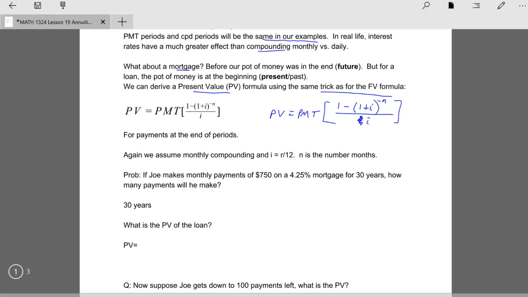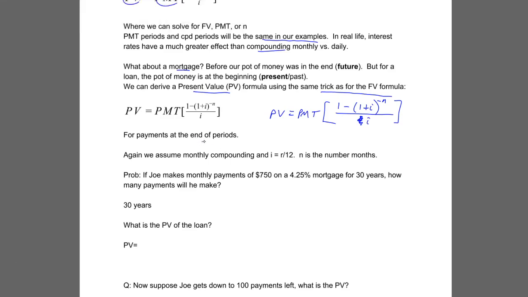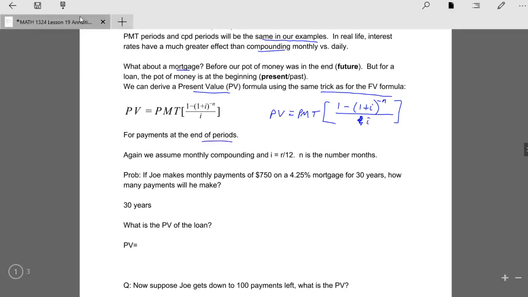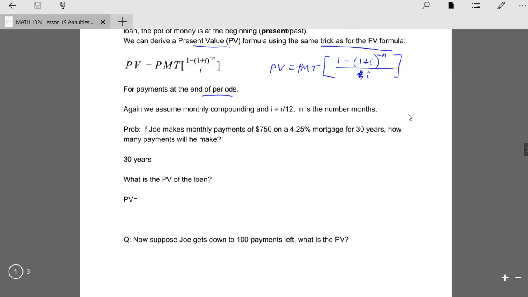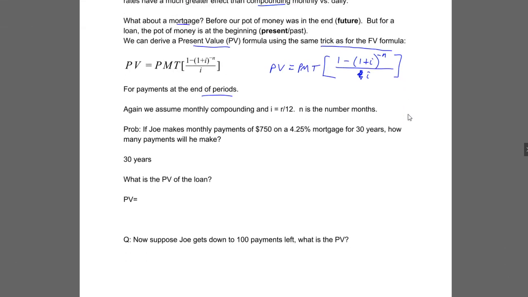Okay, this is for payments at the end of periods. And that's the other thing: it's a slightly different formula if you don't make the payment at the end of the period. It's kind of like when you buy a house, you have 30 days before you have to make a payment, or sometimes you get the first payment free. But you're actually paying interest all that time. It's not really free, the interest is just buried in there. So, let's assume monthly compounding. Again, i is the rate divided by 12, and n again is the number of months.